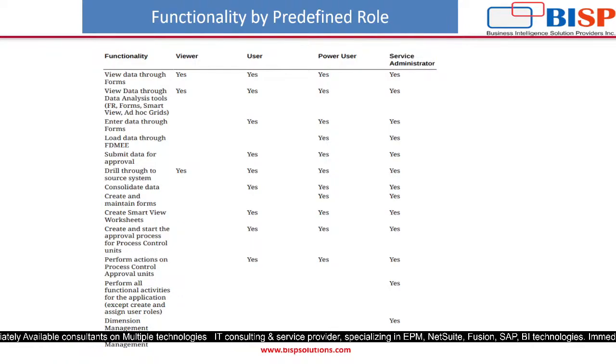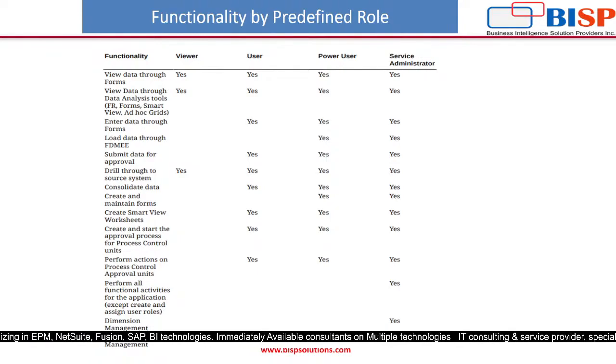The different functions that can be performed include: first, viewing data through forms, viewing data through data analytic tools, that is ad hoc grid, Smart View, financial reporting forms, etc. Then entering the data through forms, loading the data through data management, submitting the data for approval in the approval unit hierarchy, drill through to the source system, consolidation of the business rule, that is running the consolidation rule, creation and maintenance of forms, creation of the Smart View worksheet, creation and starting the approval process for the process control unit, performing actions on the process control approval units, performing all the functional activities for the application except creating and assigning user roles, dimension management, that is managing all the 13 dimensions, and member formula management.